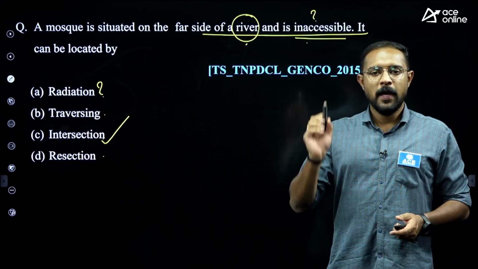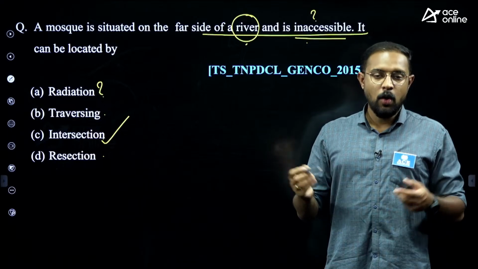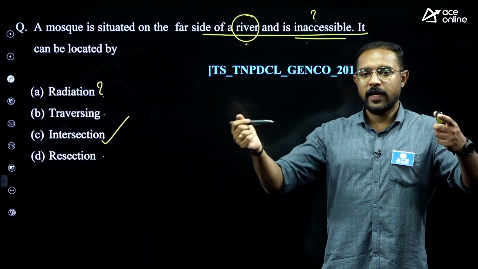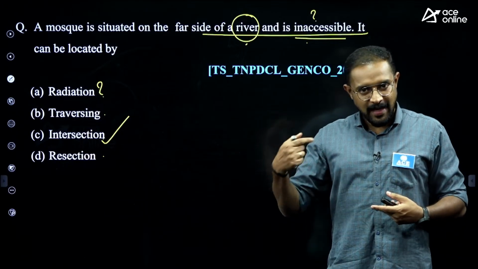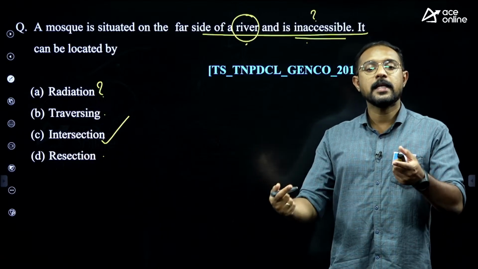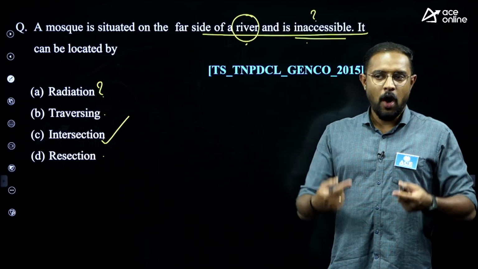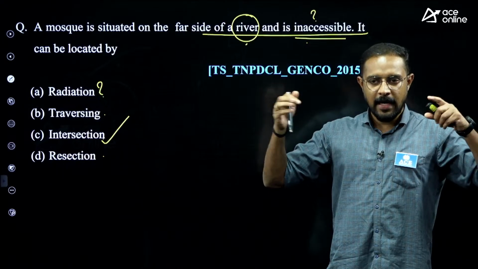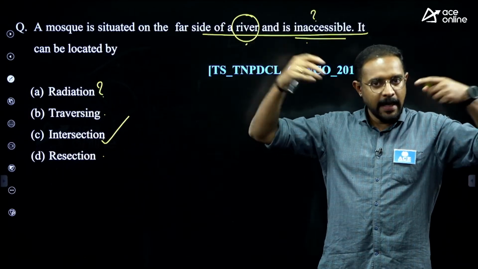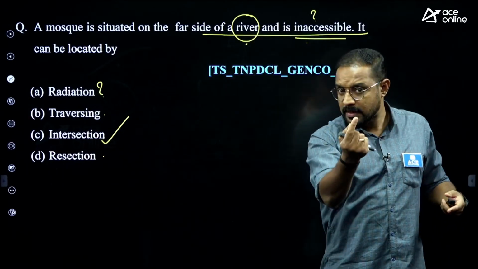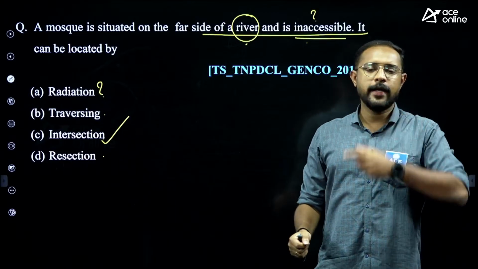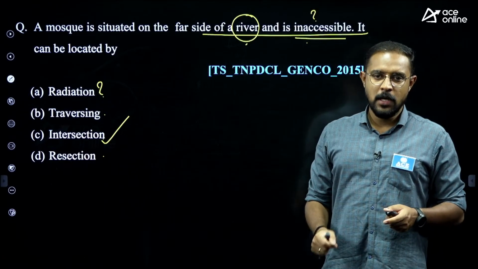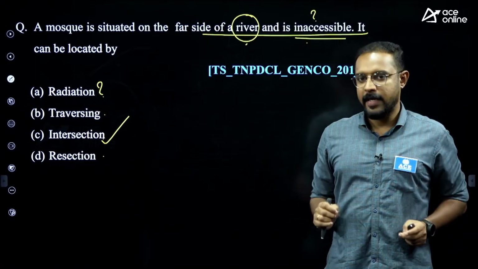Please remember, I will go for the radiation method only when the points to be surveyed are intervisible as well as accessible from a single instrument station. All the points to be surveyed are visible to me and accessible to me from one single instrument station. Then only I need to go for the radiation method. But if you have to shift, we will not call it a radiation method.